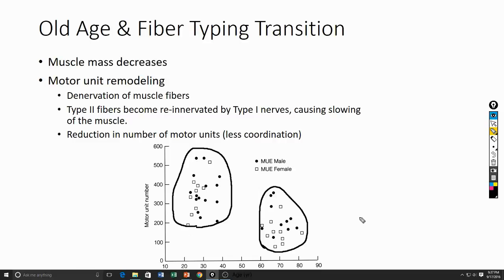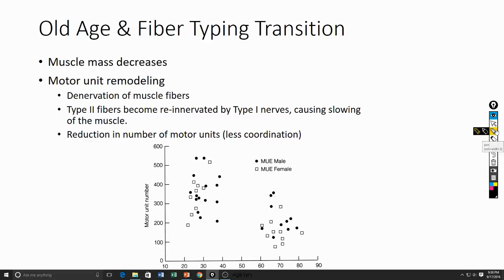Now, as we mentioned early on, the more motor units you have, the more coordinated you are. So if the number of motor neurons is being reduced, you're also going to see a reduction in coordination with age, simply due to that. Alright, and that is it.